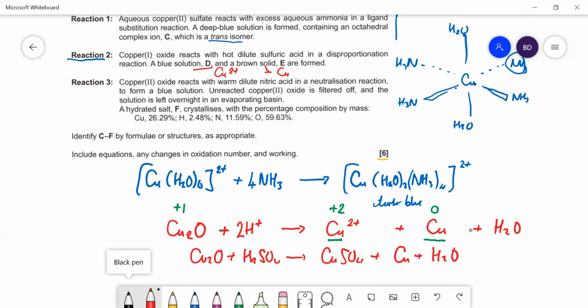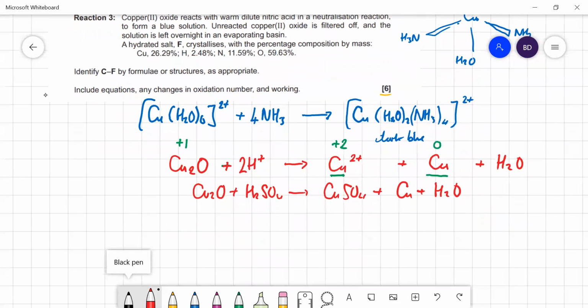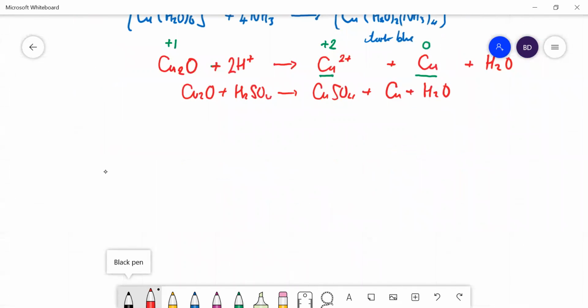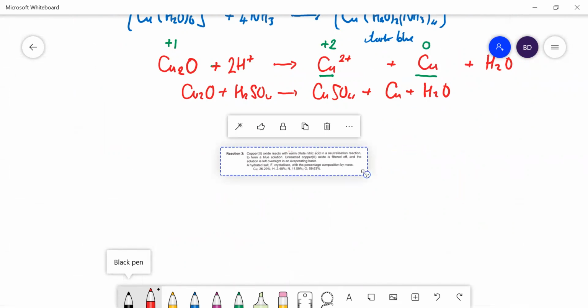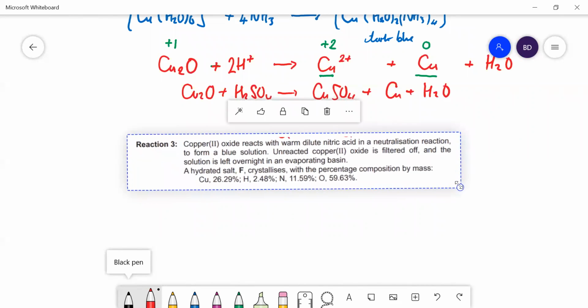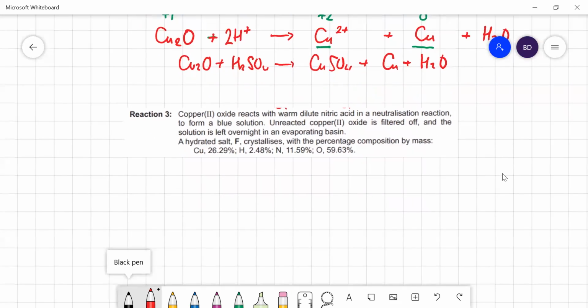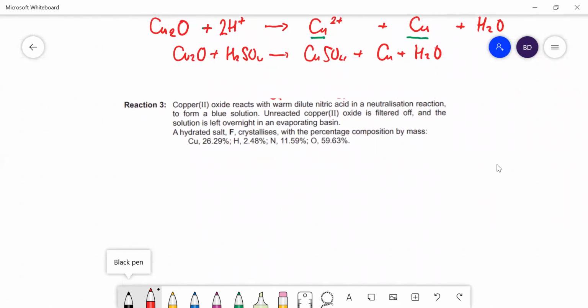Okay, now I will take this one here. Reaction 3. Okay, so we have got here, this is going to be a calculation. Copper 2 oxide reacts with nitric acid in a neutralization reaction to form a blue solution. Unreacted copper 2 oxide is filtered off, and the solution is left overnight, and it crystallizes.